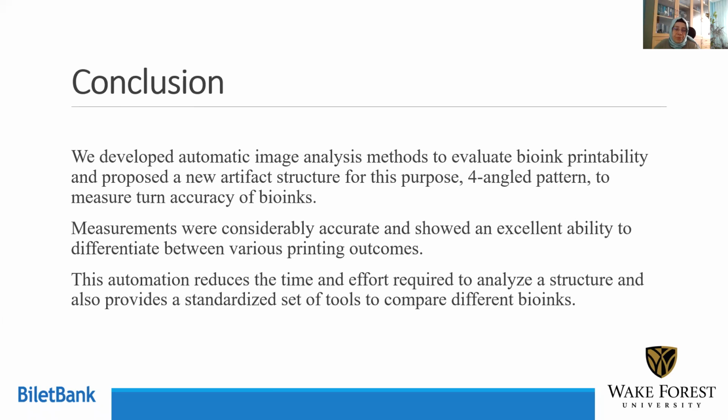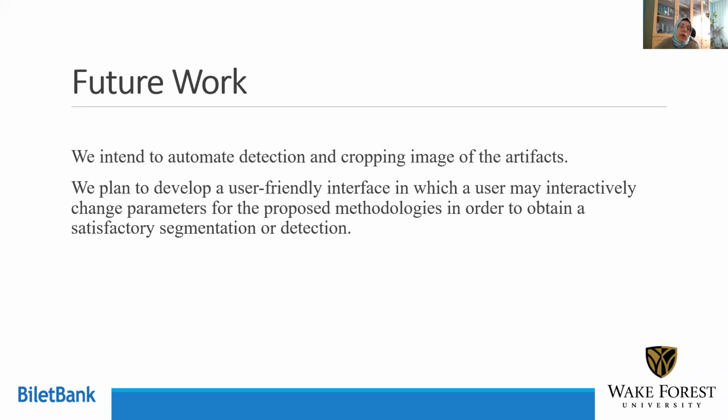As a conclusion, we developed automatic image analysis methods to evaluate bioink printability and propose a new artifact structure for this purpose, the 4-angle pattern, to measure the turn accuracy of bioinks. Measurements were considerably accurate and showed an excellent ability to differentiate between various printing outcomes. This automation reduces the time and effort required to analyze a structure and also provides a standard set of tools to compare different bioinks. As future work, we intend to automate detection and cropping of images of artifacts.